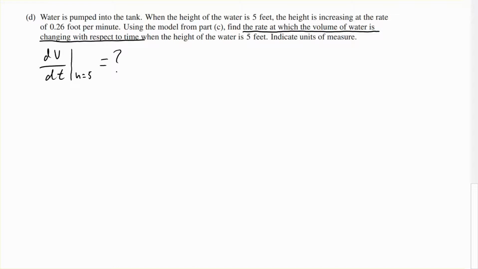Well, the problem gives us a few key pieces of information that are going to help us find the answer. When the height of the water is at 5 feet, the height is increasing at a rate of 0.26 foot per minute. So let's write that down. We can say that dh/dt equals 0.26. And in order to get dV/dt, we really want to find something to multiply this by that'll give us this in terms of volume.